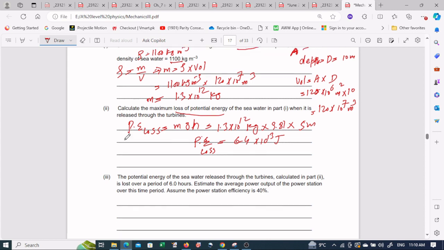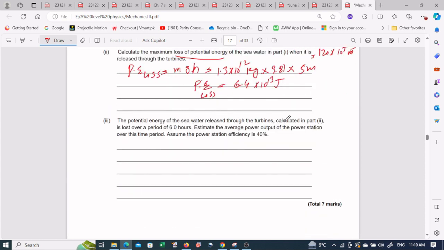Now for the third part: the potential energy of the seawater is released through the turbine over a time period of 6 hours. So the time is given. Estimate the average power output of the power station. To find the average power, we use the formula: power is the rate of doing work, work per unit time.